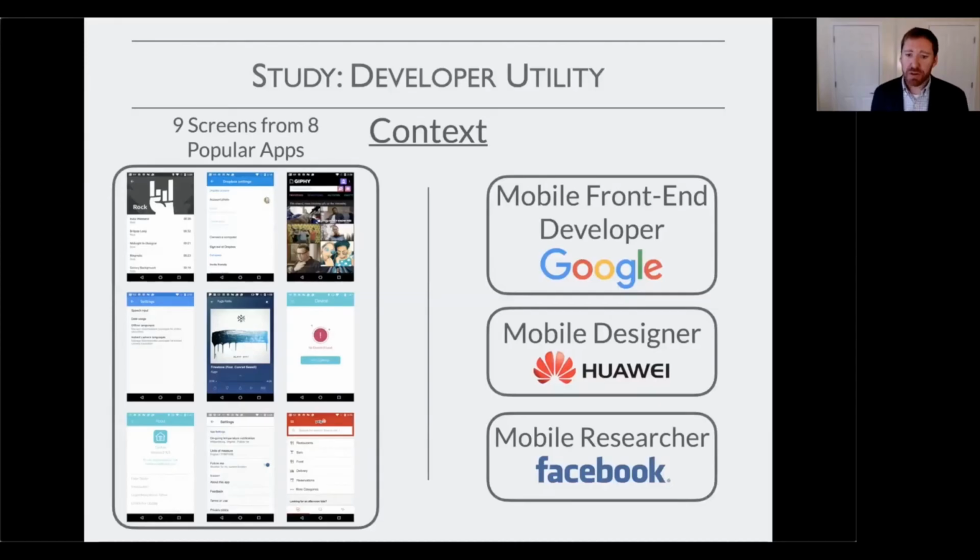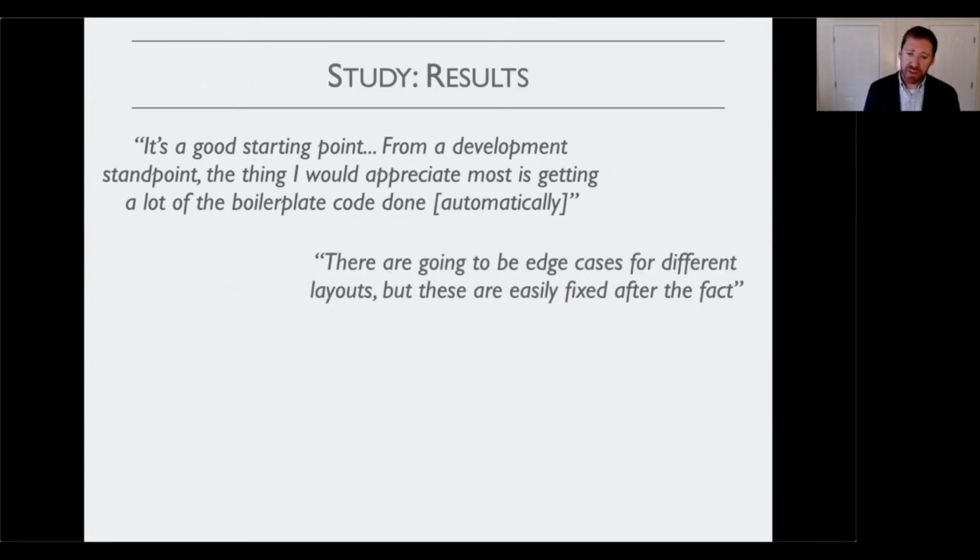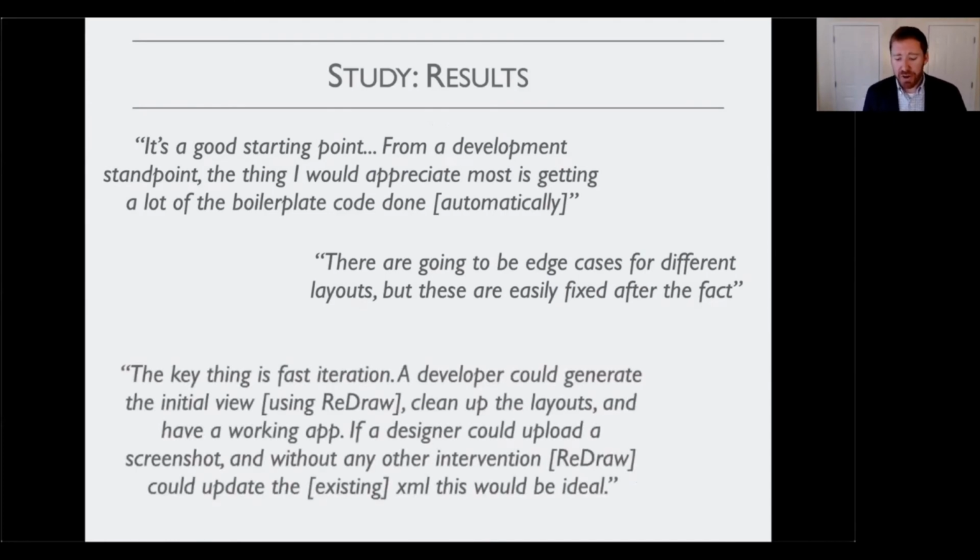We also talked to some developers about this in order to see how well this would actually work in practice. What we found was actually really encouraging. A lot of developers thought, oh, this would be a great starting point. They would appreciate getting a lot of the boilerplate code done. There are going to be some edge cases, they admitted, but most of these are easily fixed. They also saw an opportunity for this to be used in an iterative fashion.